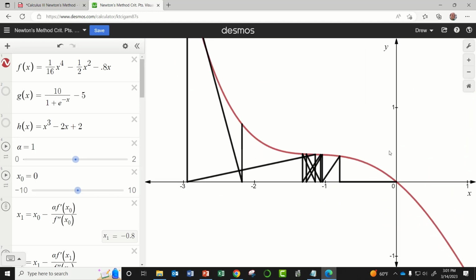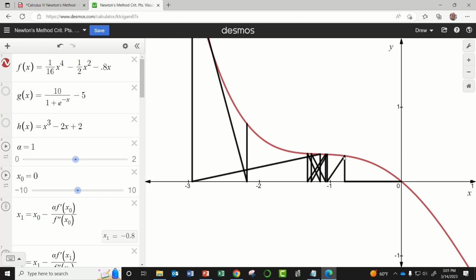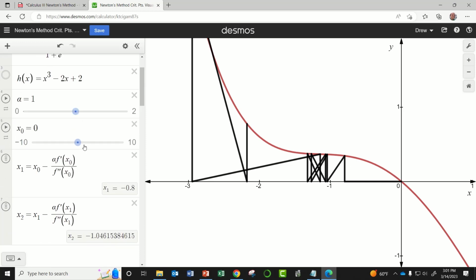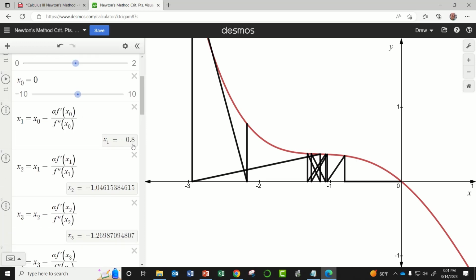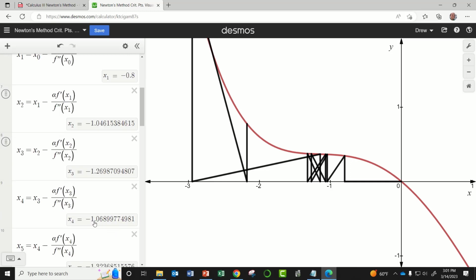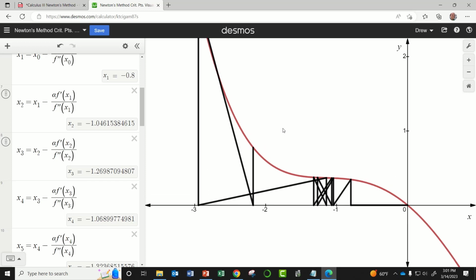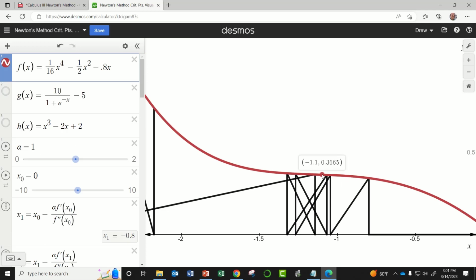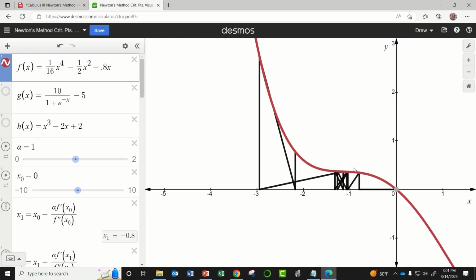And what you should find, ideally, is that it gives you an x1 value of negative 0.8, and then it gives you an x2 value of negative 1.05, and then an x3 value of negative 1.269, an x4 value of negative 1.06899, and so on. And then it looks like where this is trying to end up was near this critical point. Or is that a critical point?